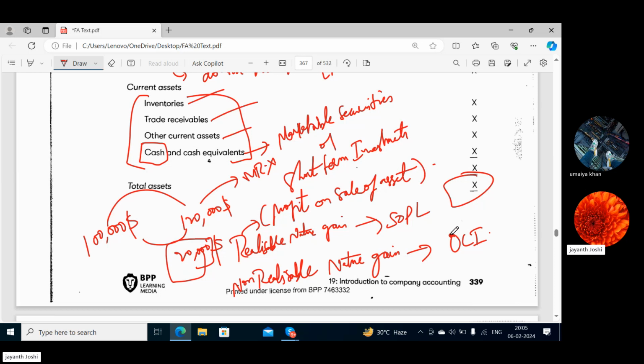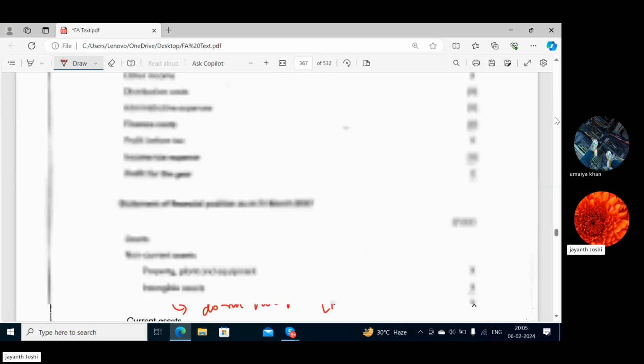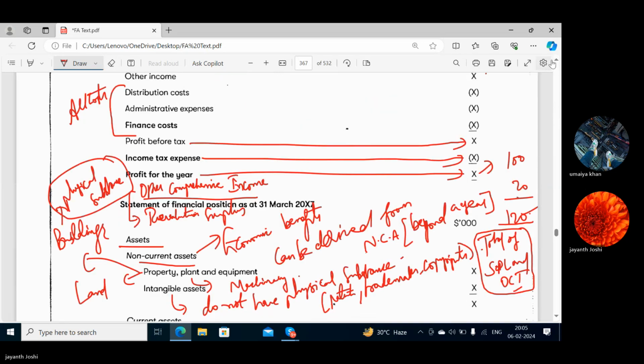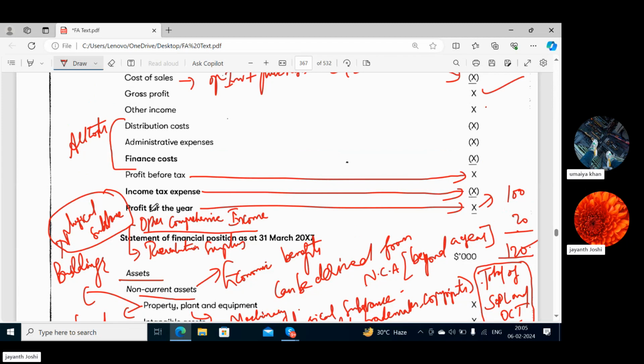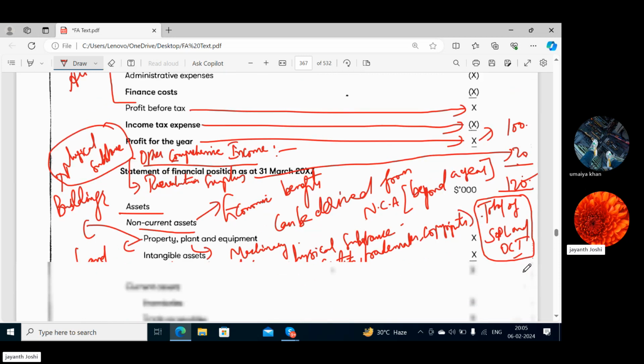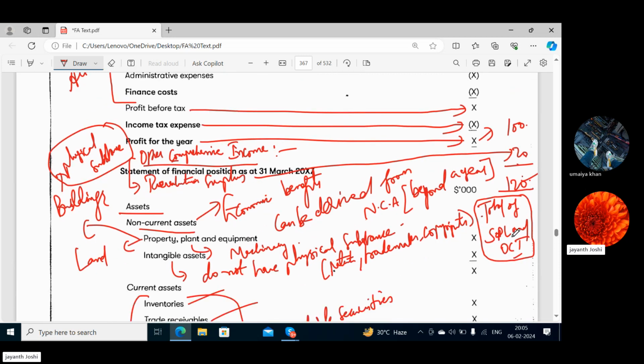So this OCI, where it comes, I have explained to you right now. This comes here under the profit for the year. I have written other comprehensive income section. And then under that I have written revaluation surplus here 20. Under this heading. And then 100 plus 20, 120. That is total of SOPL, statement of profit or loss and other comprehensive income. Now, next point.